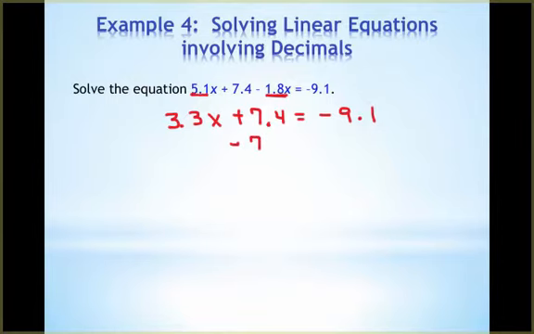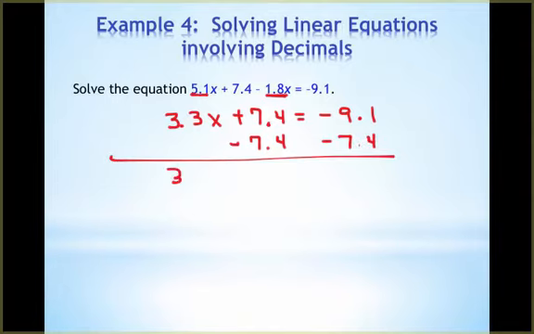Then I'm going to subtract off my 7.4, and I get 3.3x, those are going to give me 0, equals, and then if I take negative 9.1 minus 7.4, I get negative 16.5. Then I divide both sides by 3.3.